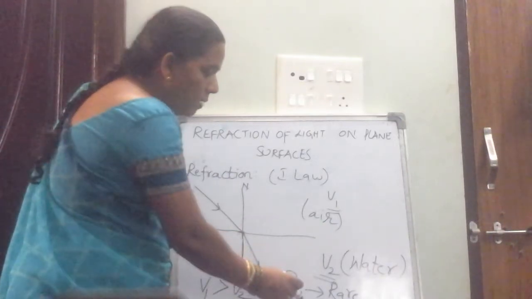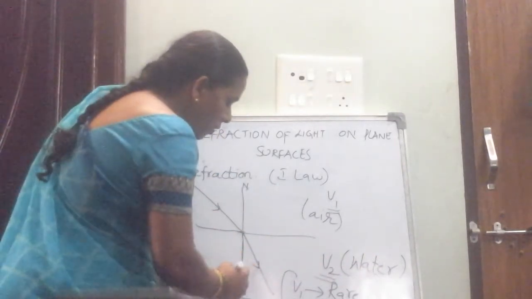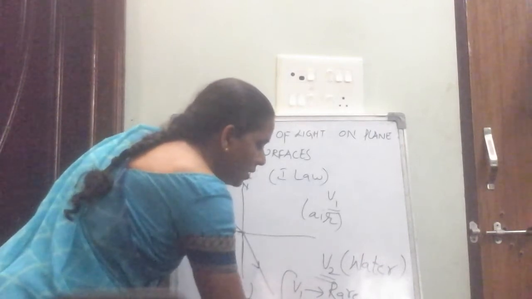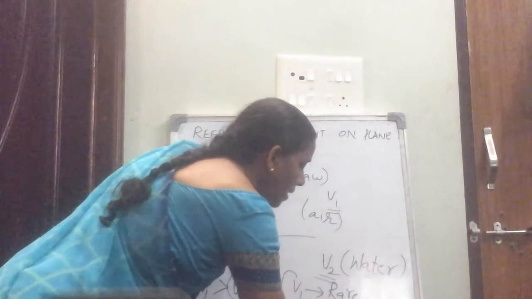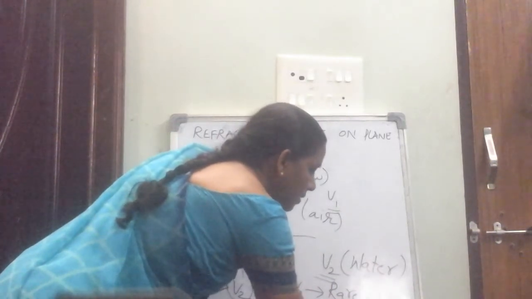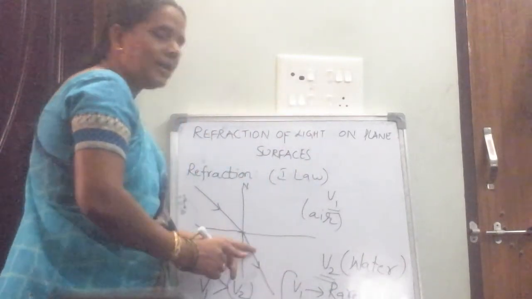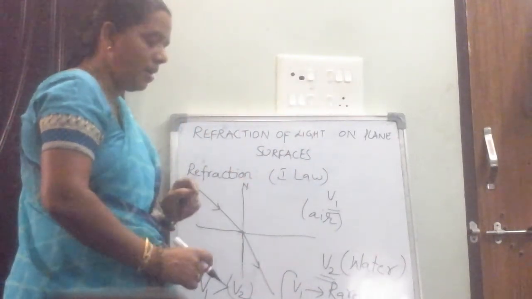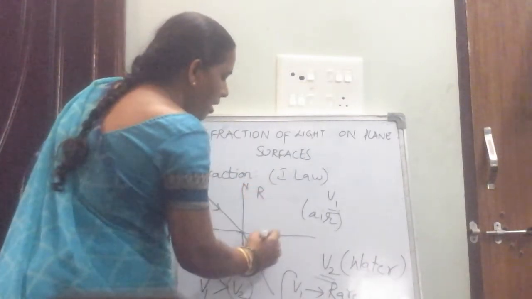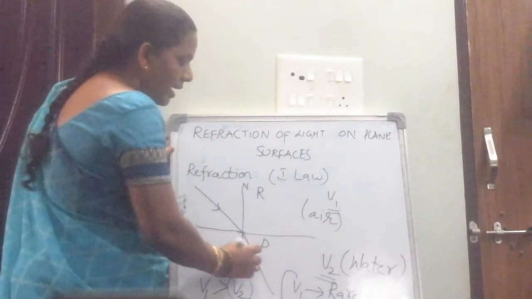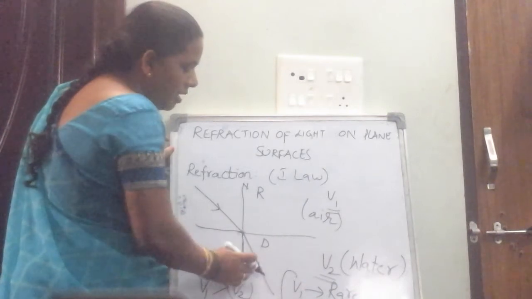So the v1 medium, how can we say that? It is the rarer medium. Again v2, what is the speed? The second medium we call the denser medium, meaning the speed of light is less compared to the first medium. So whenever the light ray comes from a rarer medium to a denser medium, automatically how will the ray be deviated? It is towards the normal.